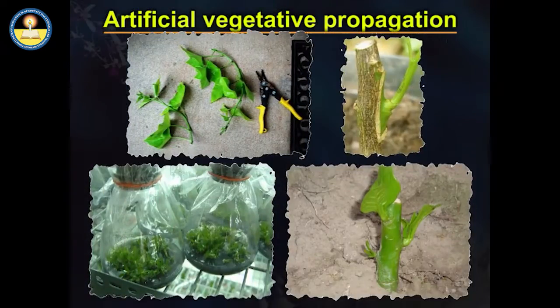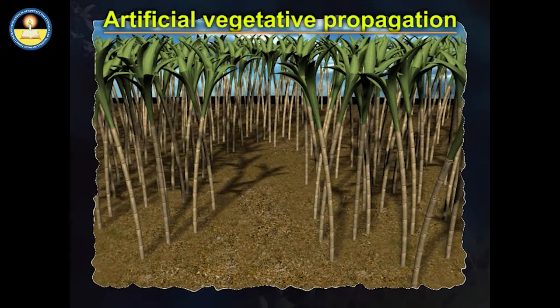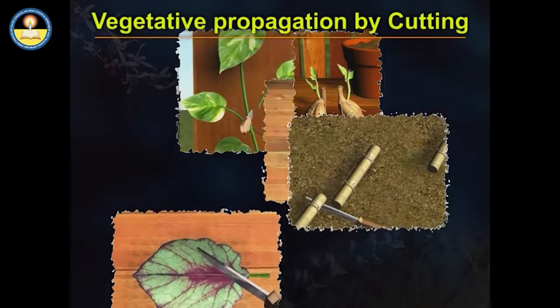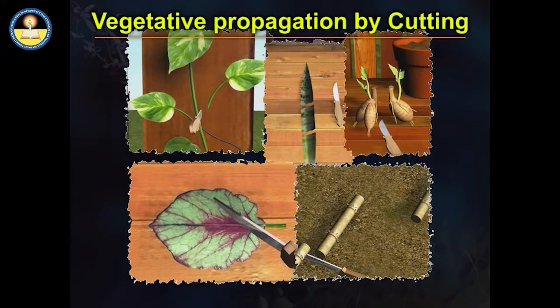Through these artificial methods of vegetative propagation, plants having desirable or beneficial characteristics can be multiplied easily and at a faster speed. Vegetative propagation by cutting. Any portion of a plant, a piece of stem, leaf or root which has been removed from a plant with an objective of growing a new plant from it is called cutting.